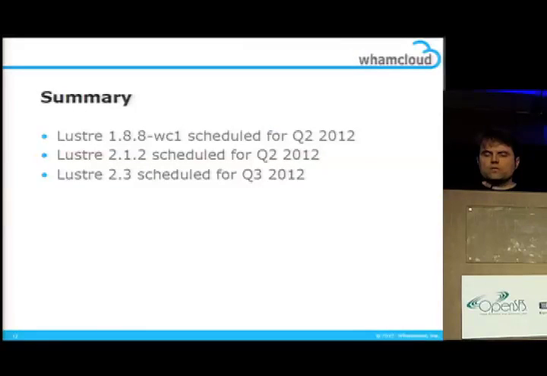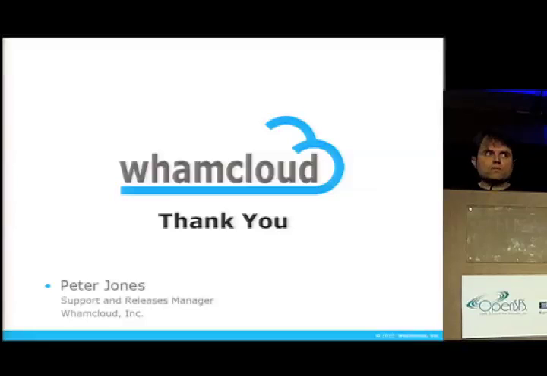So just to recap again, in this quarter we're planning to release a 1.8.8-WC1 and a 2.1.2 maintenance release, and next quarter we'll have our 2.3 feature release come out. There will of course be an extra maintenance release, most likely 2.1.3, but we tend to keep the specifics of which release just one ahead, so we can keep our options open if there is demand to realign our maintenance release stream. Okay, so that's my presentation. Are there any questions?